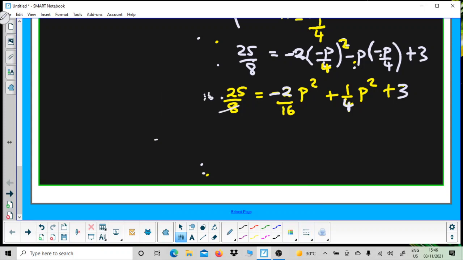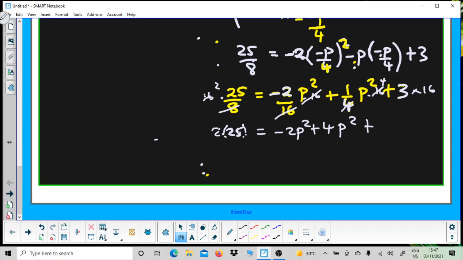So do you see that 8 will go there 2 times? So I'm just writing 2 times 25. I'm going to multiply each term by 16. So it's equal to, if I multiply this term by 16, this and that will cancel, right? So I'll have minus 2p squared. If I multiply this term by 16, 4 goes into 16 how many times? So there will be 4p squared left here. And I'm going to multiply this by 16. What is 3 times 16? 48.